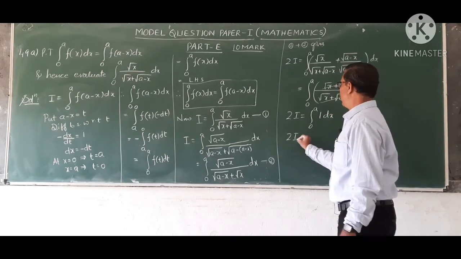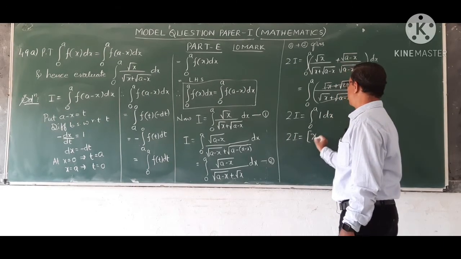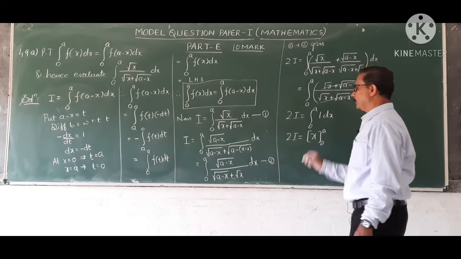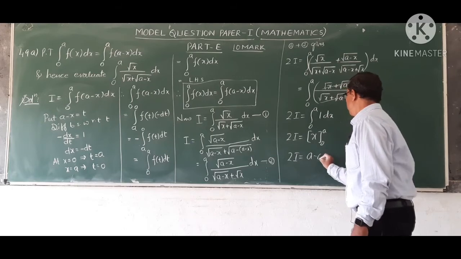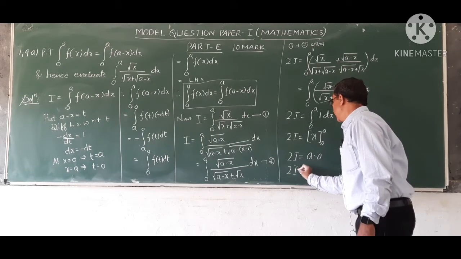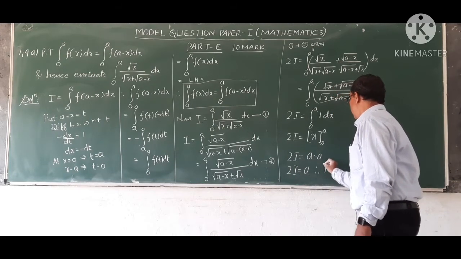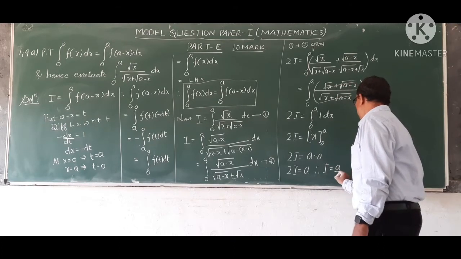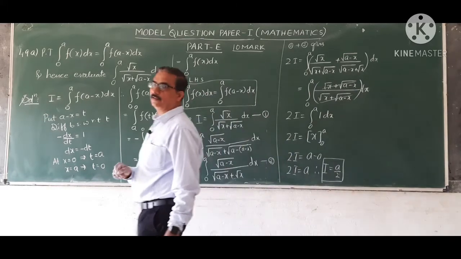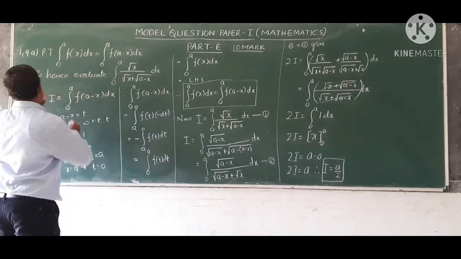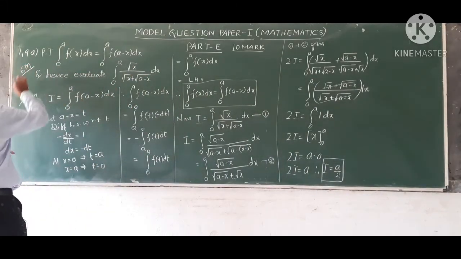So 2I is equal to integral of 1 with respect to x, which is x between the limits 0 to a. Hence 2I is equal to upper limit a minus lower limit 0. So 2I is equal to a. Therefore I is equal to a by 2. So the problem answer is a by 2. This question is 6 mark, 49A 6 mark.